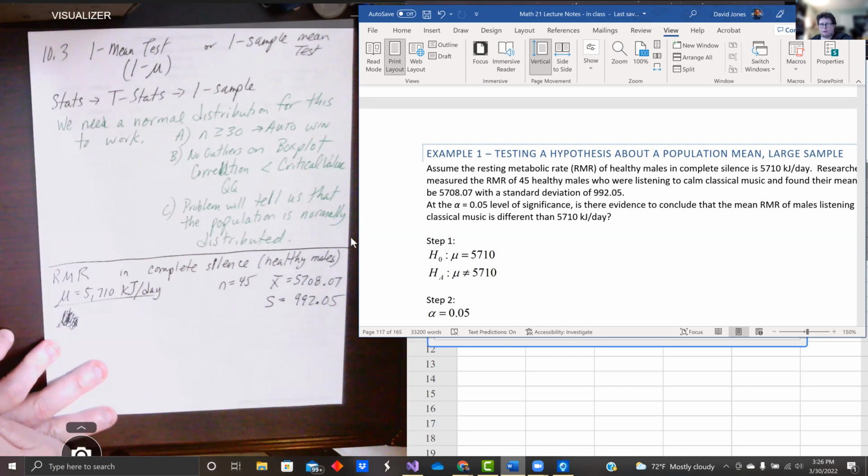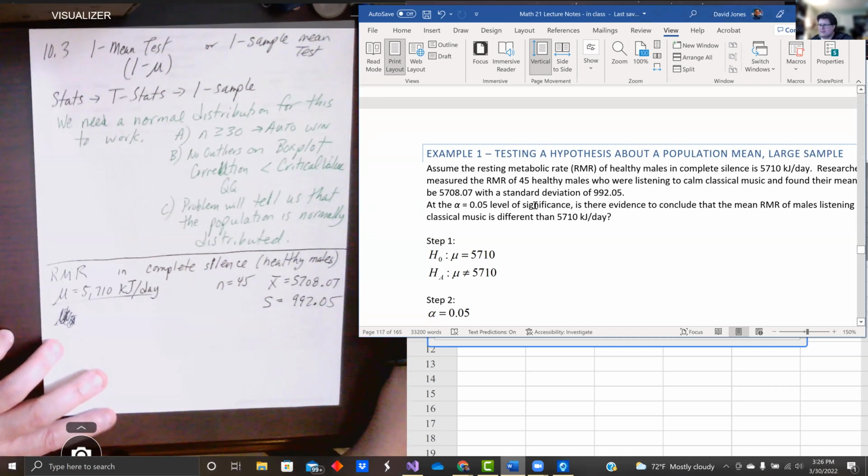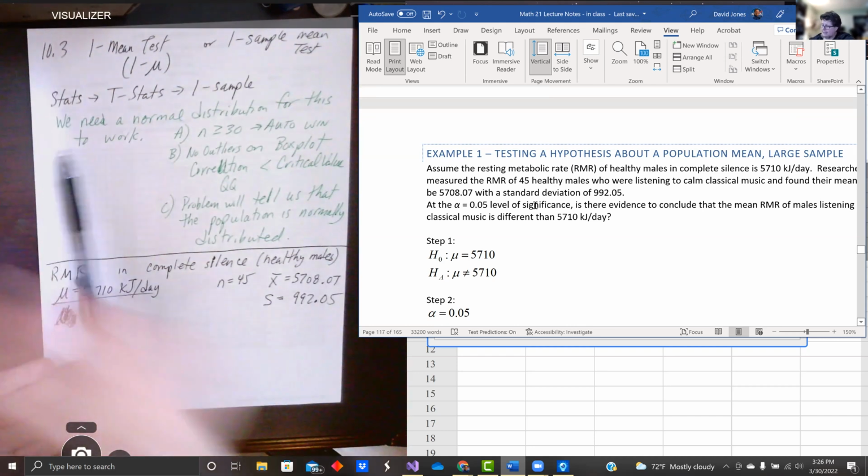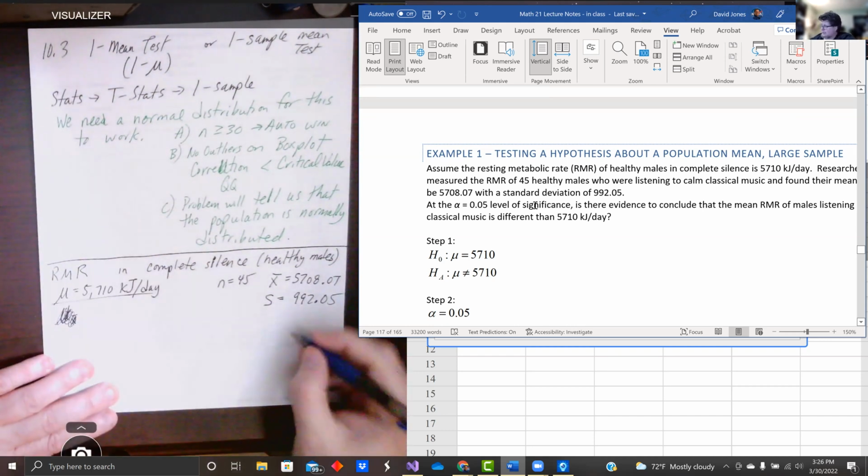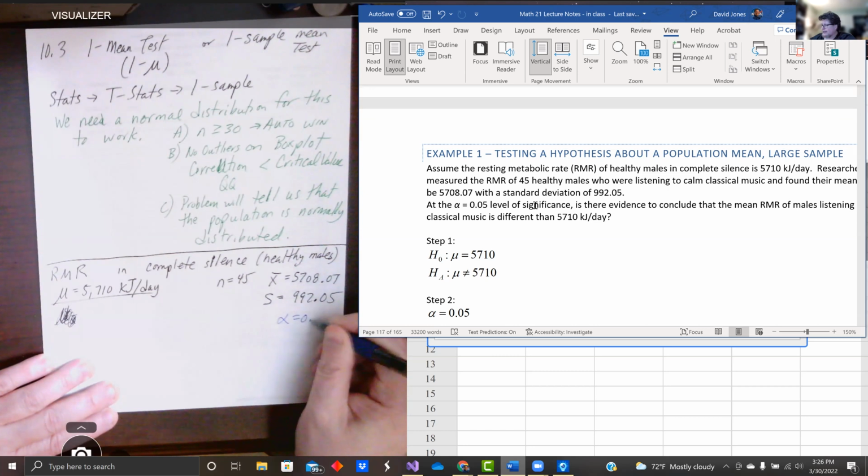And so say the normal group is 5,710. And it says at the alpha equals 0.05 level of significance. That seems important. I need that information. Alpha equals 0.05.